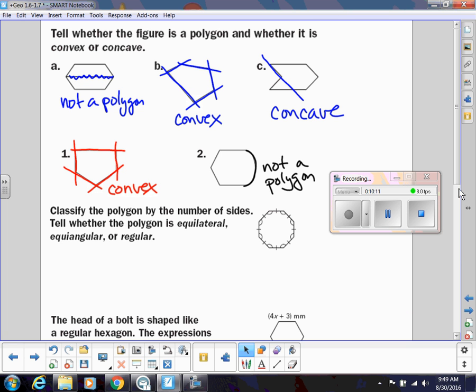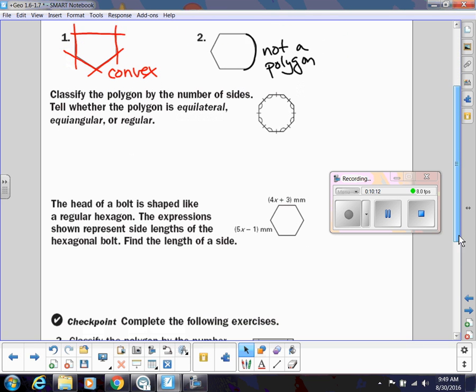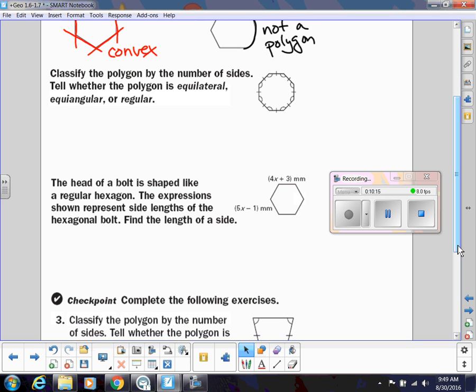So let's look at these. Classify this polygon by the measurements. Is it equilateral, equiangular, or regular? Well, you see all of the sides are marked congruent, and then all of the angles are marked congruent, so that would make it regular. That would be the most specific. You could actually put all three, since regular incorporates equilateral and equiangular.